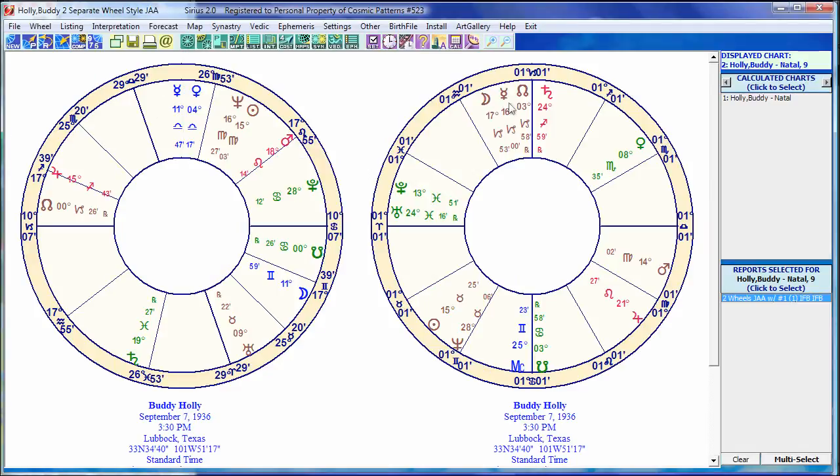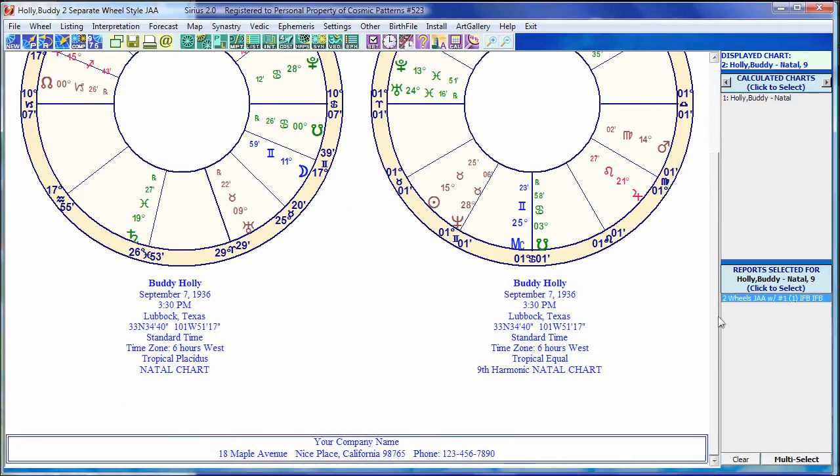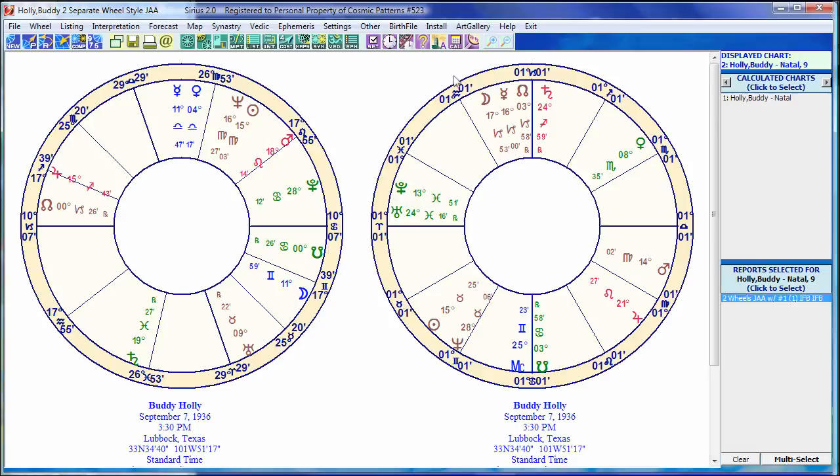I'm in the Series 2.0 software, and I have two charts that I've selected. I've selected Buddy Holly, the same person we analyzed in the first two parts of this series, but now I'm looking at his ninth harmonic chart. On the left is his natal chart, and on the right is the ninth harmonic chart. Same person, but we'll look at his ninth harmonic chart instead of his fifth harmonic chart. So what I want to show you is how this chart is calculated.